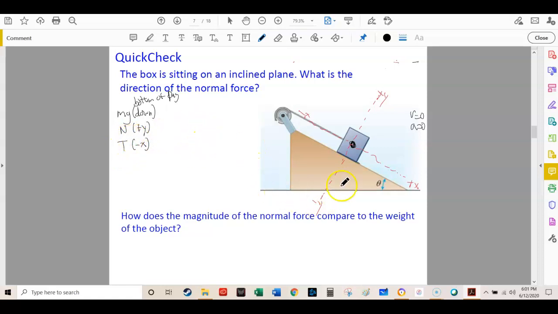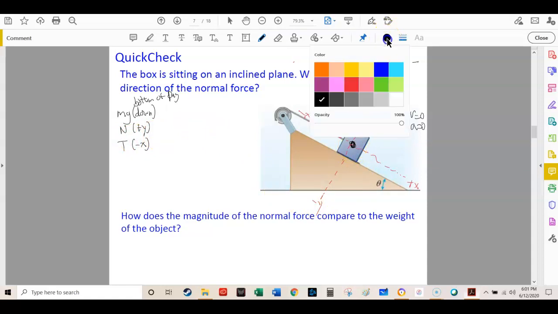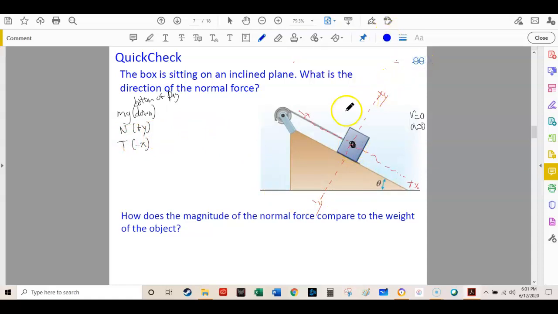Well, let's start drawing this. I'm actually just going to use a pen and I'm going to color it. mg is going to be pointed straight down.